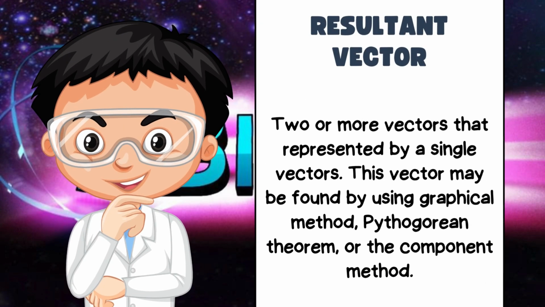Resultant vector. This means two or more vectors that are represented by a single vector. This vector may be found by using the graphical method, Pythagorean theorem, or the component method. Para mas maintindihan natin na maigi, magkaroon tayo ng halimbawa.